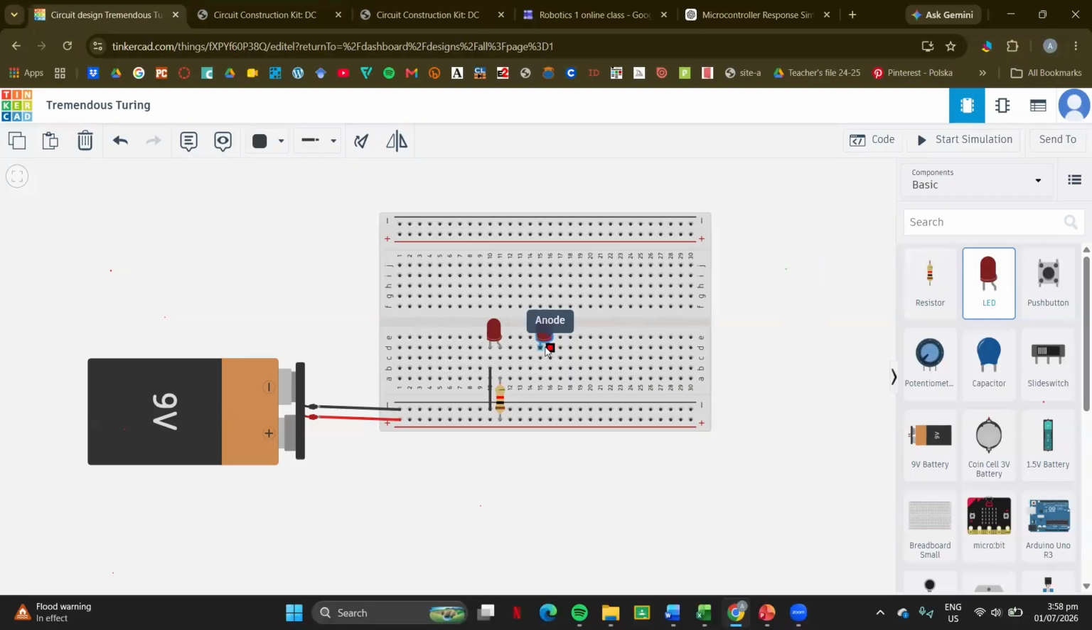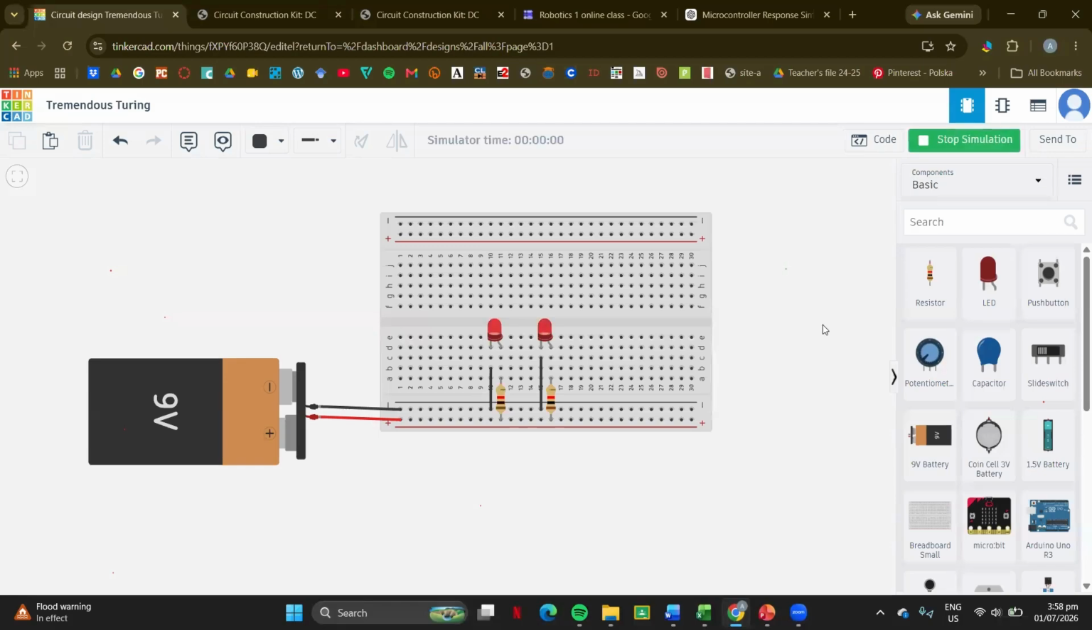Okay, I'll add another circuit. I'll add another LED rather, consistent with the colors, and I'll use another resistor. Start simulation. And now you have two LEDs. This is a parallel circuit, guys. Because if I remove this connection and start another simulation, it doesn't affect LED number 1. So that's definitely a parallel circuit.